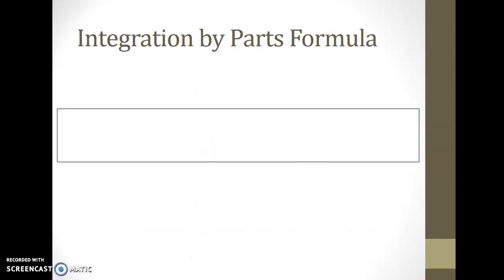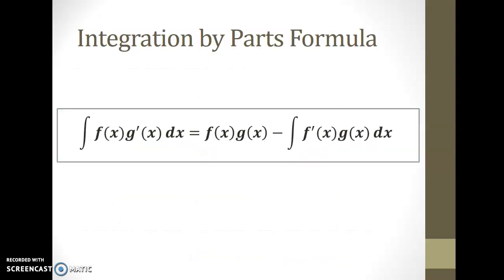Here I've isolated f and g prime on the left-hand side, and integration by parts tells us we can replace this integral by f times g, a term that doesn't require any more integration, minus the integral of f prime times g. What we're hoping for is that the integral of f prime g will be simpler to solve than what we started off with, f times g prime.